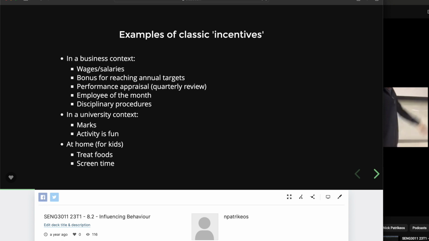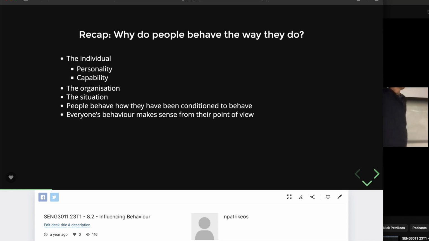So these are classic incentives, and we often just implement these without really thinking about how we're doing it and whether it's actually effective. So that's what we're going to go through today. Very quick recap on why people behave the way they do.